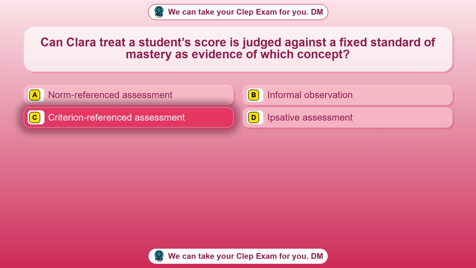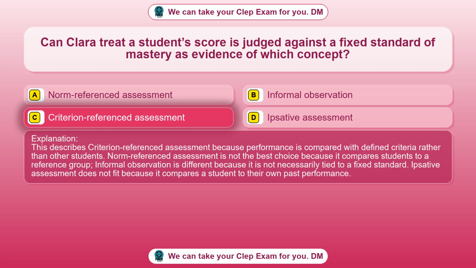Criterion-referenced assessment. This describes criterion-referenced assessment because performance is compared with defined criteria rather than other students. Norm-referenced assessment is not the best choice because it compares students to a reference group. Informal observation is different because it is not necessarily tied to a fixed standard. Ipsative assessment does not fit because it compares a student to their own past performance.